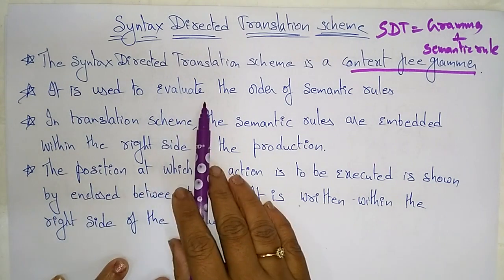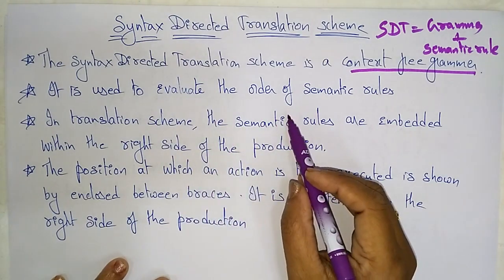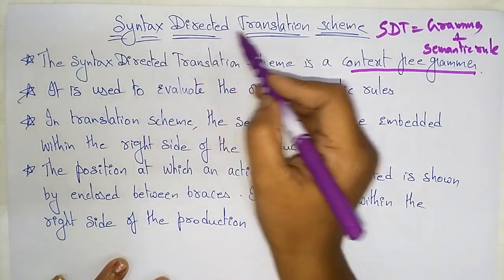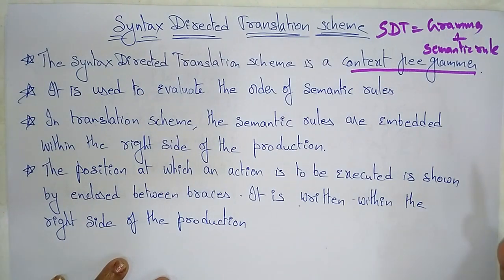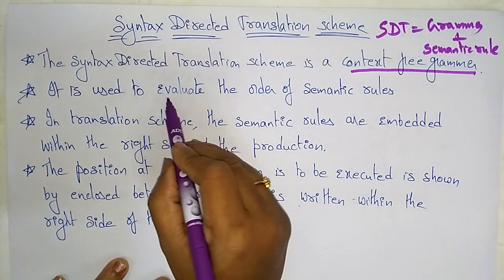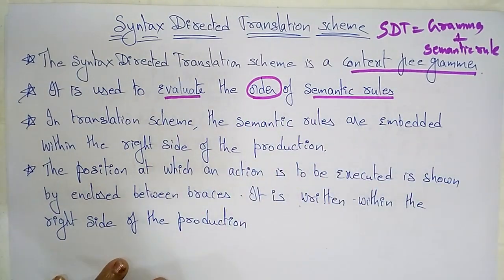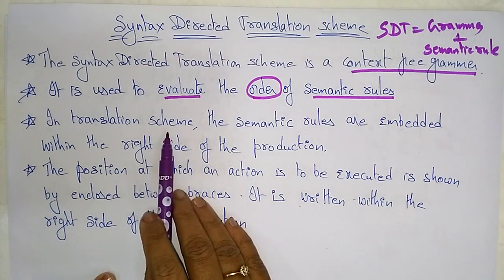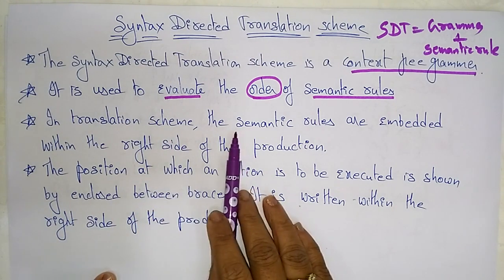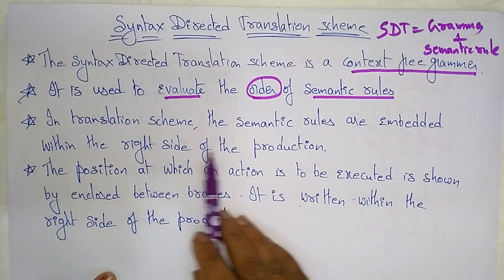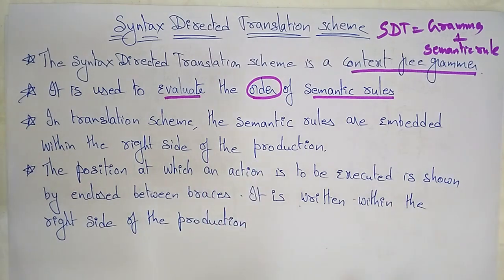It is used to evaluate the order of semantic rules. The main use of the syntax directed translation schema is to evaluate the order of semantic rules, whatever rules there are. In a translation schema, the semantic rules are embedded within the right side of the production.